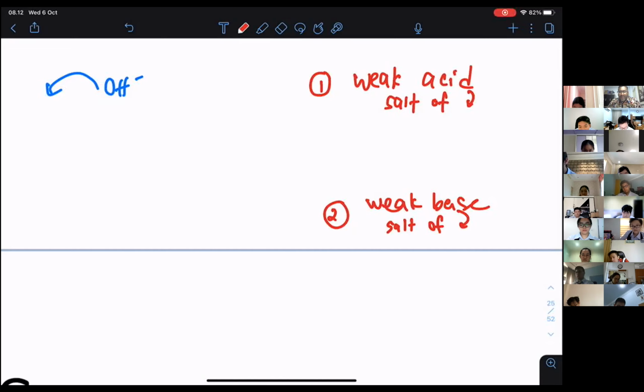Can a buffer be formed if you use HCl? Raphael, can you have a buffer with HCl? Can you form a buffer with HCl and NaCl? No. Why? HCl is not a weak acid. Can you form a buffer with H2SO4 and Na2SO4? The answer is no, because H2SO4 is not a weak acid. That is very, very important. That's the crucial part of this lesson.